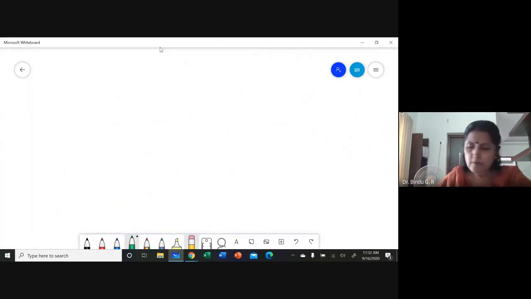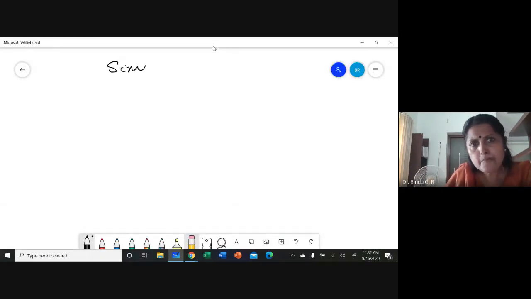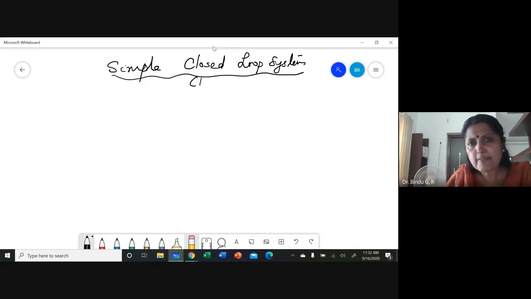Now, this portion is very important because you will be remembering it by heart, even if you don't want to remember. You will always remember this, because I'm going to a very important section which will be with you all along your life. A simple closed loop system. Now remember, closed loop system is the same as feedback system.